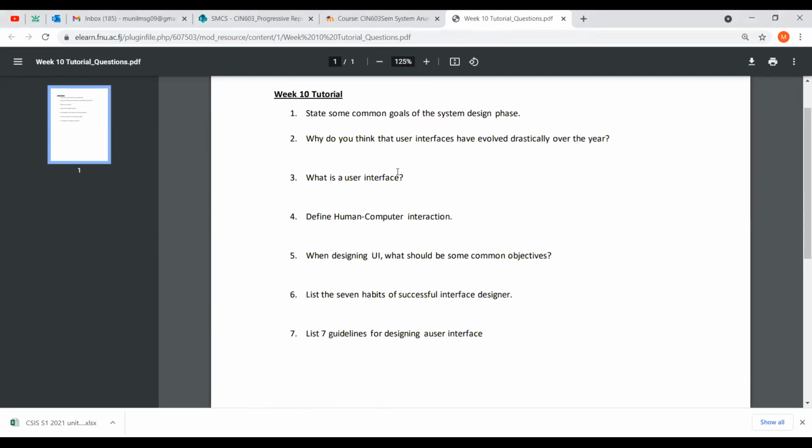Question number 1: state some common goals of the system design phase. If we have a look at some of the common goals of a system design phase, we'll go and list it down in terms of bullets.